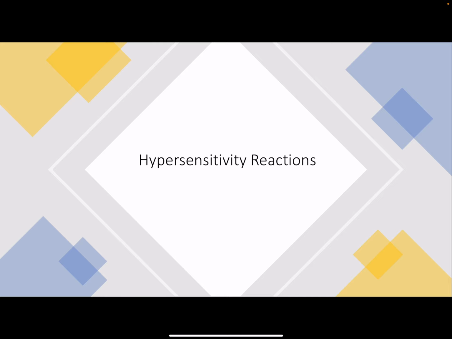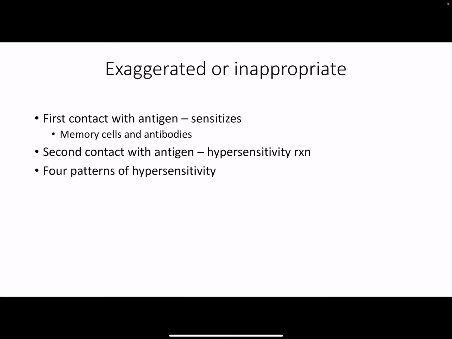All right, hypersensitivity reactions. Any sort of exaggerated or inappropriate immune response counts as hypersensitive. Really, it's any reacting to anything that we don't want it to. So there's going to be two parts. Hypersensitivity reactions don't just happen. We mentioned this at the beginning. This is always going to be part of the adaptive immune system.